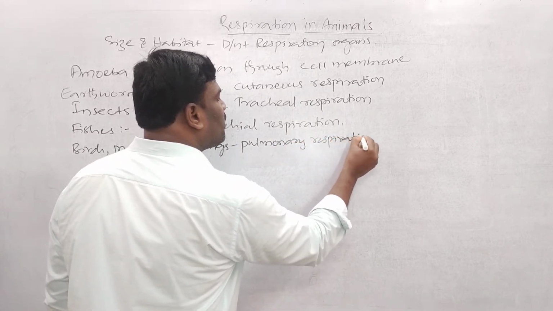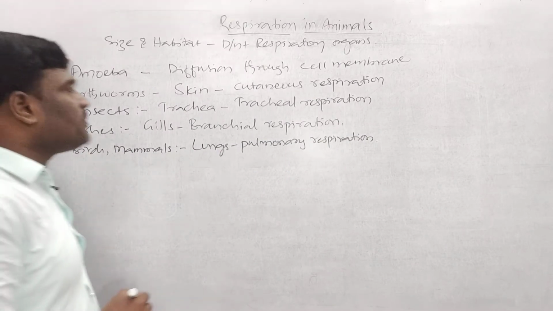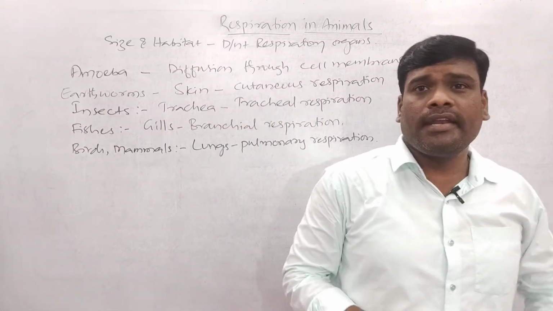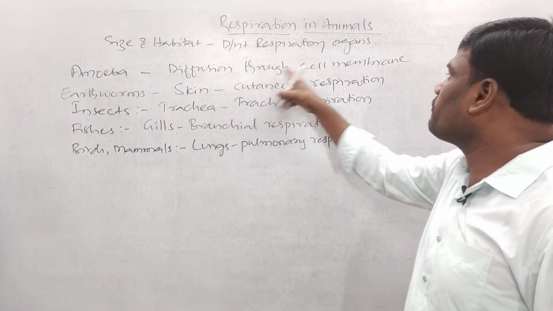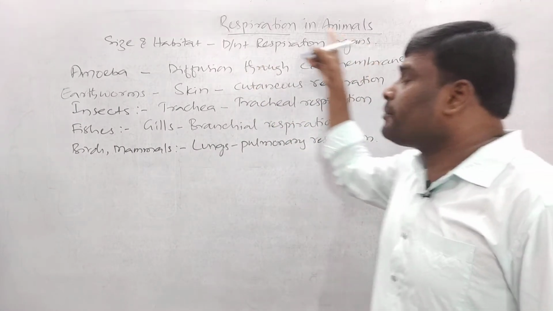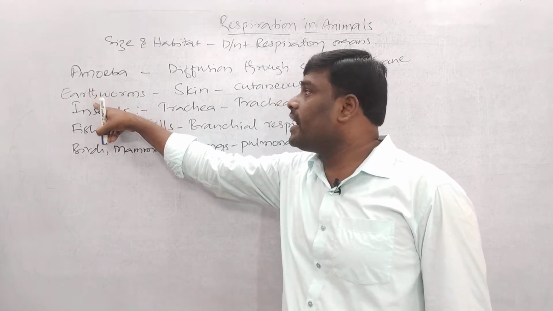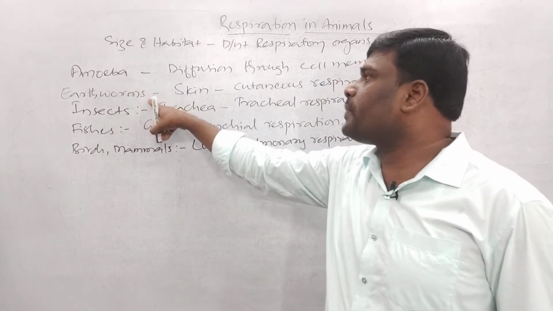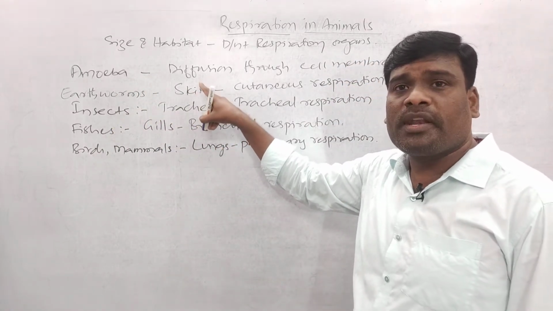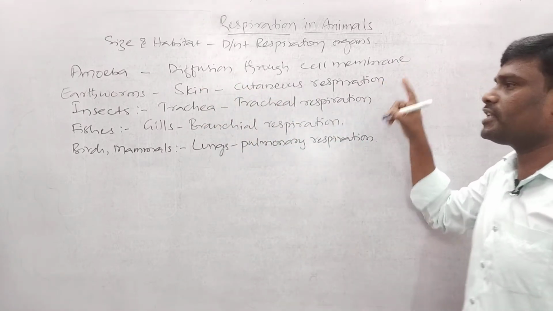Got it? So let us see here. In unicellular organisms such as amoeba, the respiration is carried out by the simple process called diffusion. With the help of what, children? Cell membrane. Some organisms such as earthworms, which live in moist soil, children, respire with the help of skin. If the respiration is carried out with the help of skin, it is called cutaneous respiration.